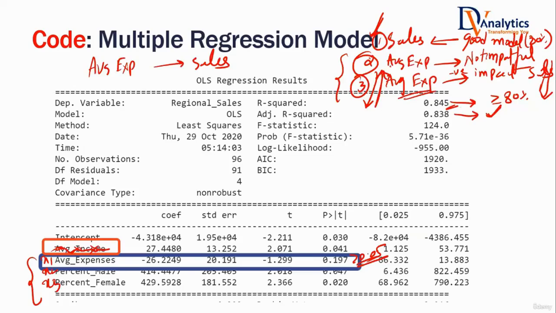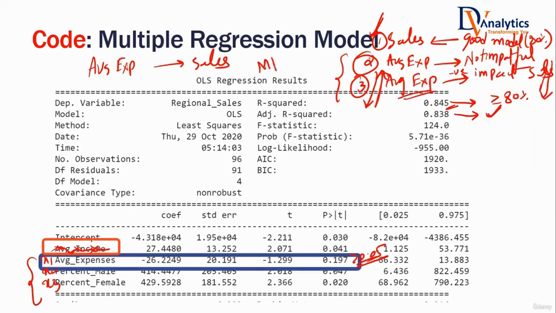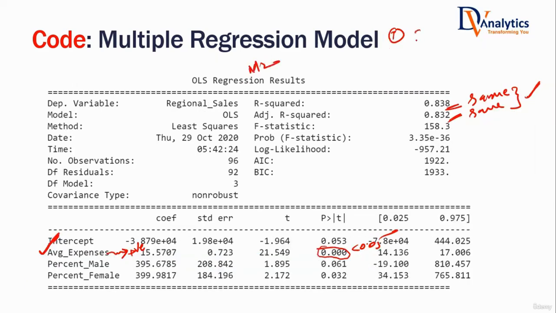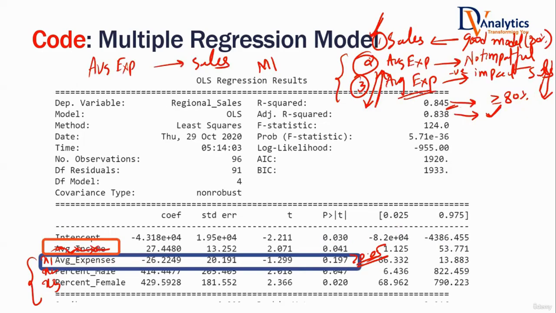Yesterday in the client meeting, the client told us that these two points are utterly wrong. Today I have another meeting with the client. Yesterday's model was M1; today's model is M2. I'm saying that I can still predict sales with the same confidence. Yes or no? Second, earlier I told him average expenses is not impactful. Now I will say it is impactful, and that average expenses is positively impacting.